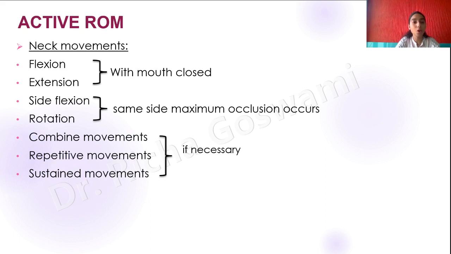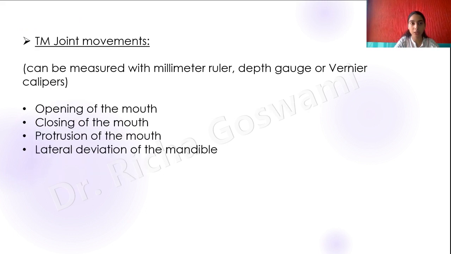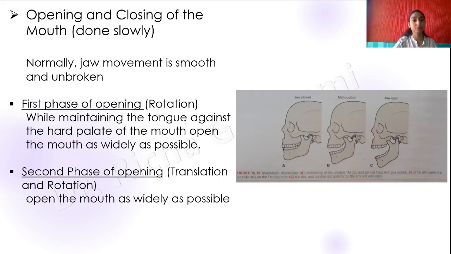Then ask for or examine the side flexion and rotation of the neck. If necessary, also examine the combined, repetitive and sustained movements of the active range of the neck. Then check for TM joint movements. It can be measured with a millimeter ruler, depth gauge or vernier calipers. Check for opening, closing and protrusion of the mouth and lateral deviation of the mandible.